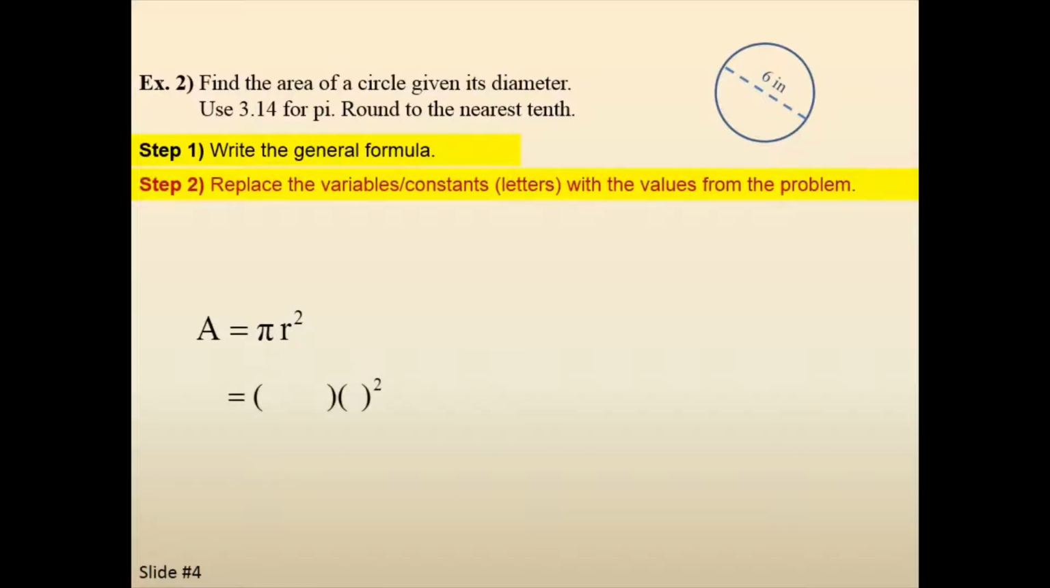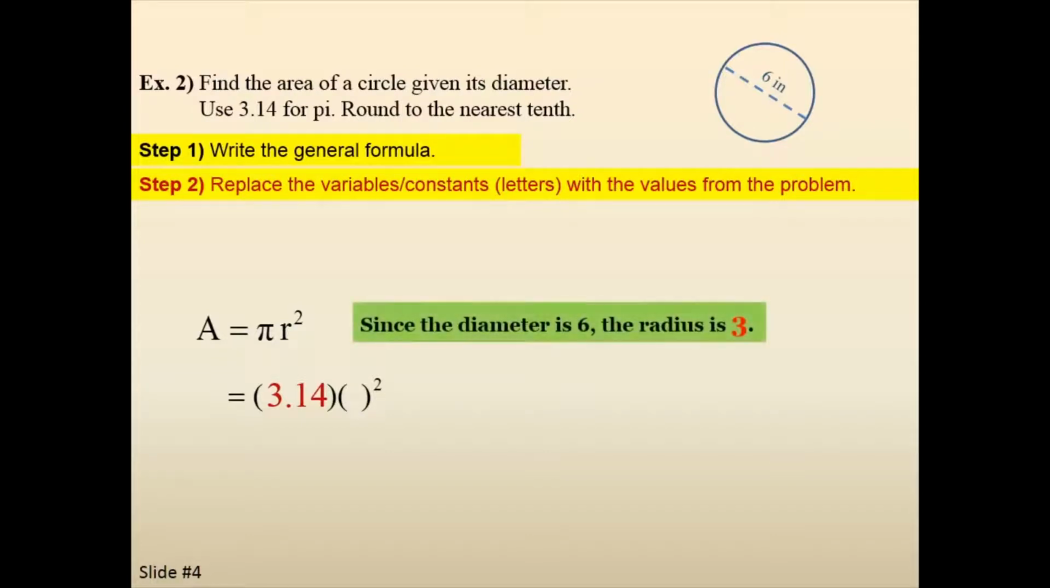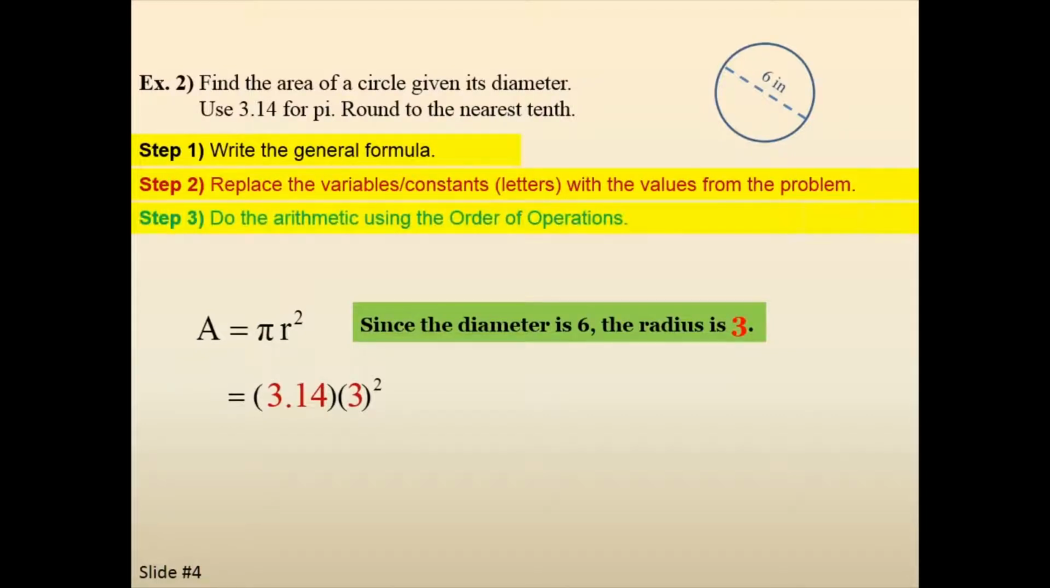Step 2. Replace the variables and constants with the values from the problem. Pi we're told to use is 3.14. And the radius, we weren't given the radius, but because we were given the diameter, which is 6, we know the relationship between the radius and the diameter, so the radius is 3. The formula calls for the radius, so that's what we put in, 3. Then we do the arithmetic using the order of operations. 3 squared is 9, so 3.14 times 9 gives us 28.26.